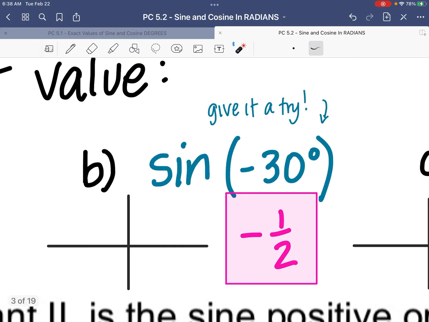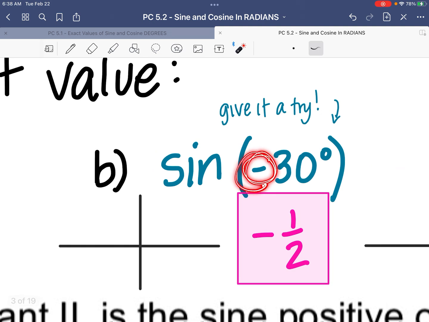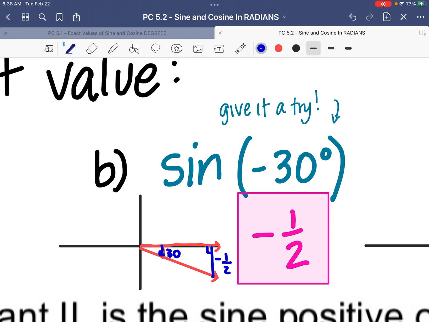Okay. The next one, sine of negative 30. We didn't look at negative angles yesterday, but we will. That just means to go clockwise instead of counterclockwise. So we're going to be going this way, ending in the fourth quadrant. So initial side, terminal side, 30 degrees, that's my reference angle. So actually sine of negative 30, we want the y value. So opposite of 30 is going to be negative 1/2. Sine is always your y value.